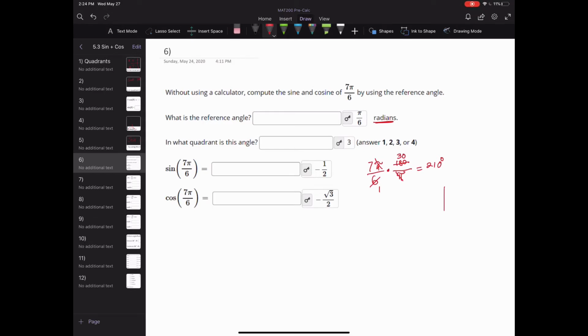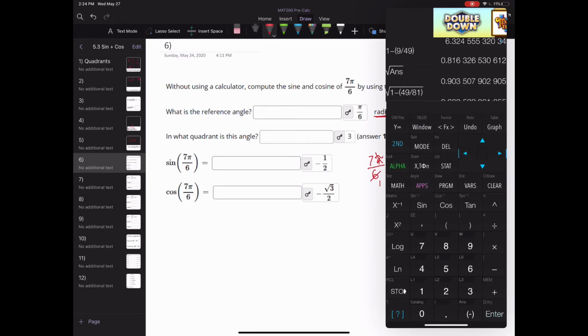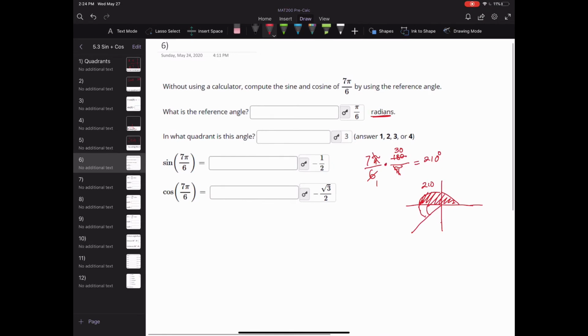So let's see where 210 degrees would land. Well, we know this is 90. We know that's 180. And if we went all the way to the end, that would be 270. So let's just say all of this here is 210. So what's that reference angle? Well, let's subtract away the 180 from the 210 and see what that would give us. So 210 minus 180, and that's 30. So this reference angle is 30.